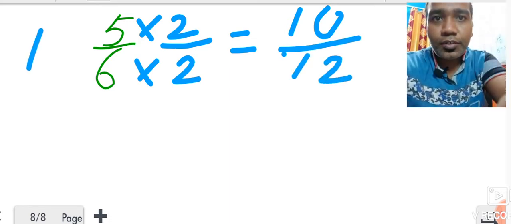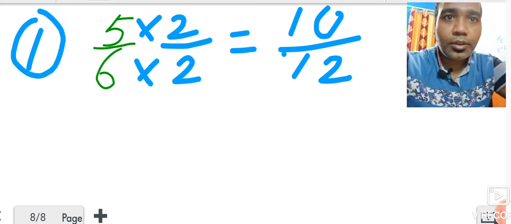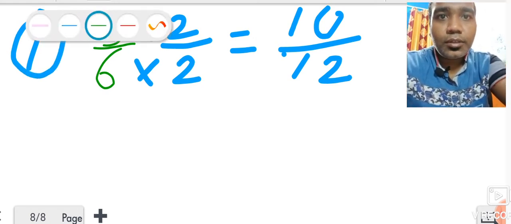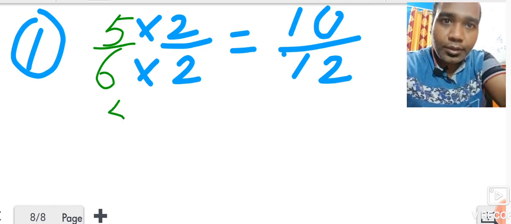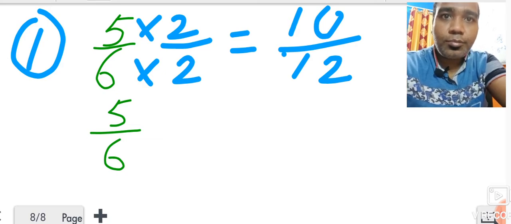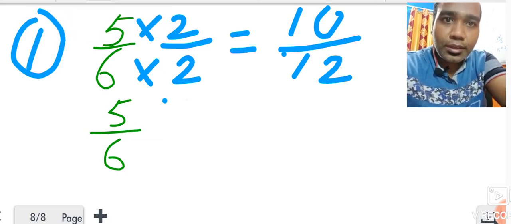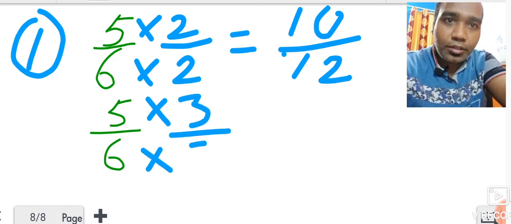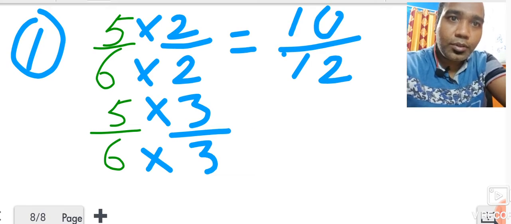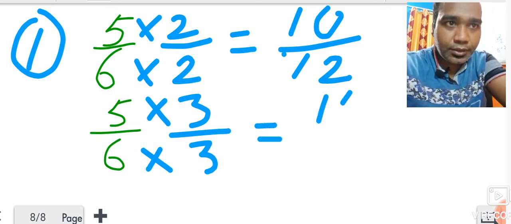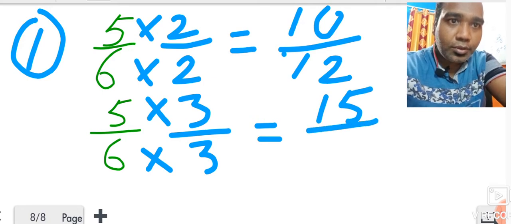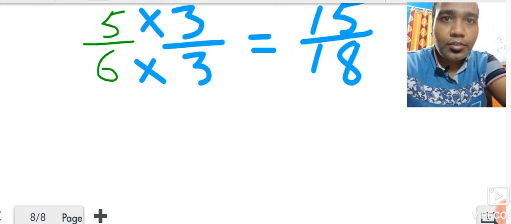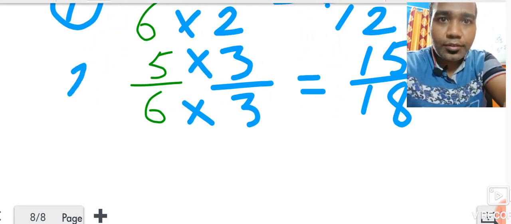So this is the first equivalent fraction. Got it? In the same way, the second equivalent fraction of 5 by 6. What do we have to do? We have to multiply by 3 in the numerator, and in the denominator also we have to multiply by 3. So how much will we get? 5 into 3 we get 15, and 6 into 3, how much will we get? 18. Got it? So this was the second equivalent fraction.